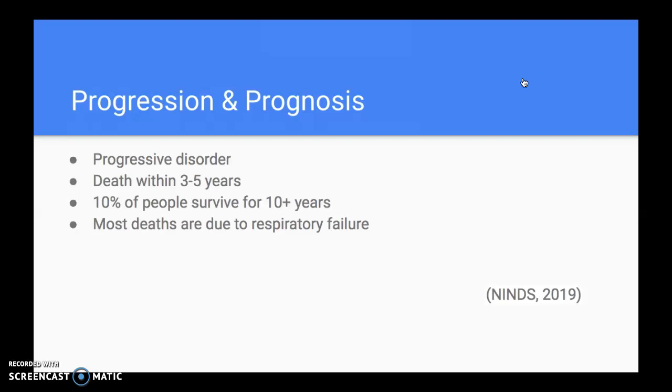ALS is a progressive disorder, and it's a rapidly progressing disorder. Death usually occurs for patients diagnosed within 3 to 5 years, and only 10% of people survive for 10 or more years after their diagnosis. Most deaths with ALS are actually due to respiratory failure.